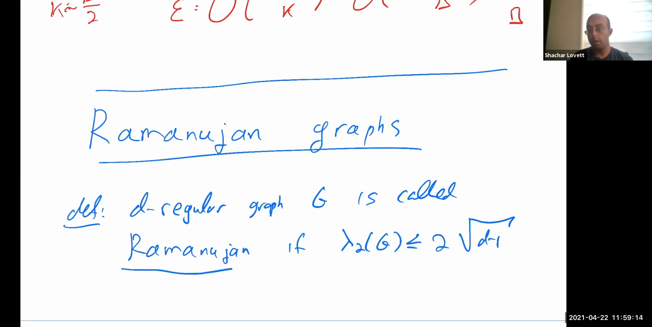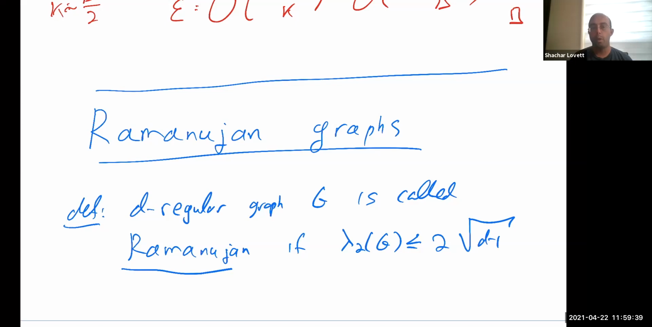So we know in general that you cannot be much less than that. If the graph becomes bigger and bigger, you must approach this number. It cannot be anything less than that in a way that depends just on d, but it could be slightly less than that in a way that depends on the graph. And the graph is called Ramanujan if it really is at most this number.